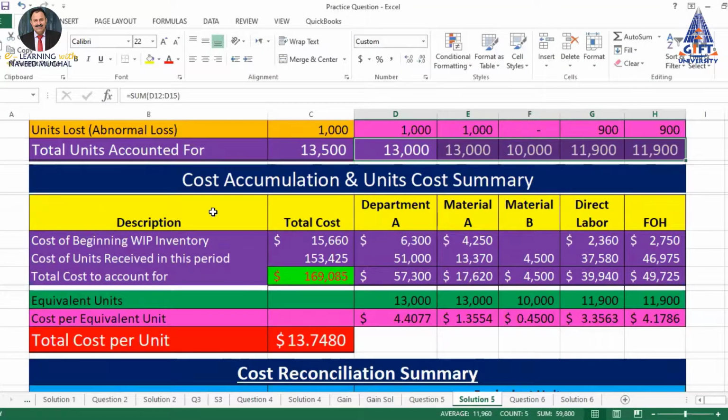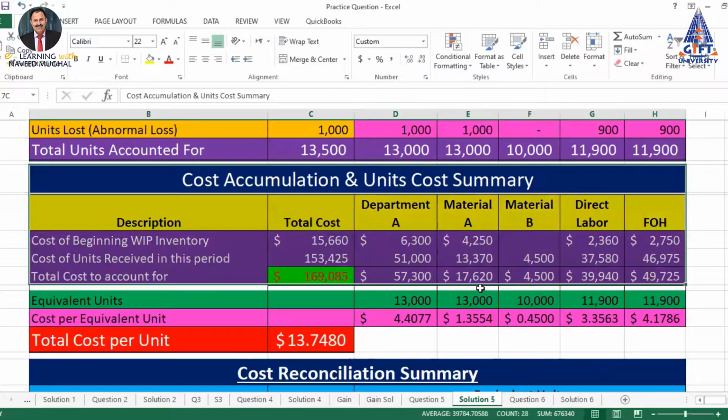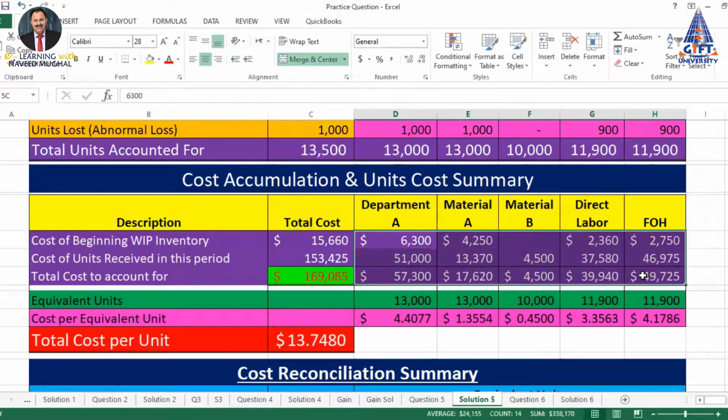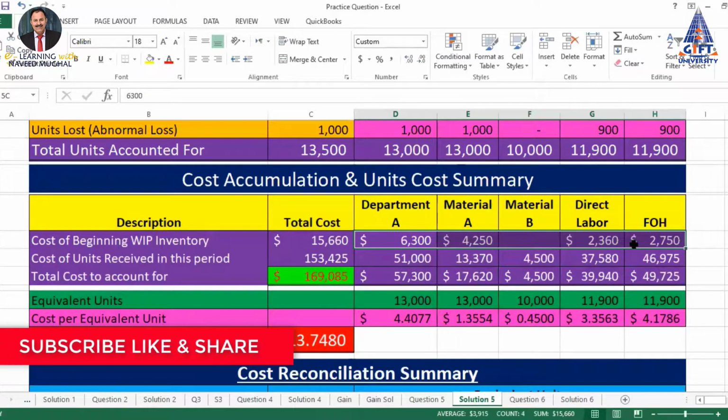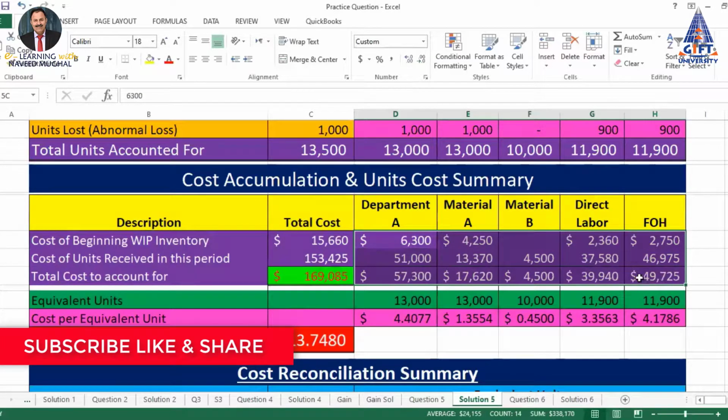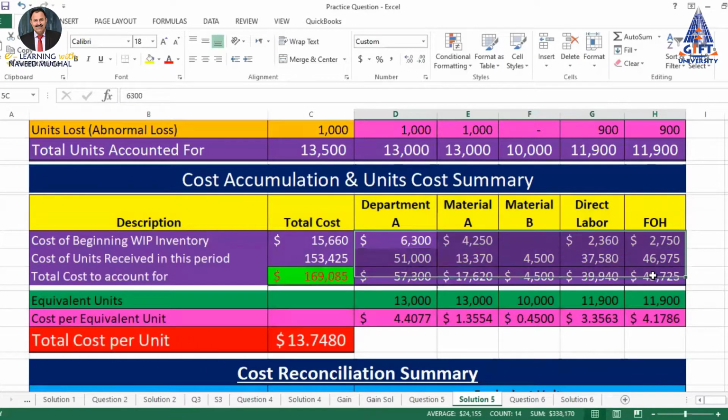At the second stage, we will prepare cost accumulation and unit cost summary. That is the same process which I have already explained to you many times. This is basically the average method, and the average method is used when work in process opening inventory is given and the breakup of the cost elements is also given. If we don't have the breakup of the cost, we cannot apply the weighted average method. So work in process opening inventory cost is given in our question, and we have written it over here.